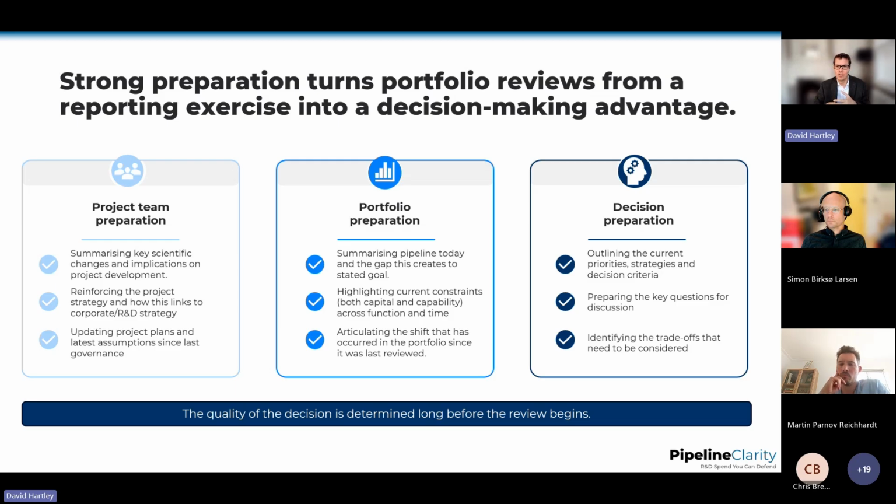Ultimately, if you are having the wrong conversation, then you're going to get the wrong output. And so doing that decision preparation is really critical. And different organizations will be set up in different ways. And so it may be the portfolio team that's doing both the portfolio preparation and the decision preparation. But all three of these elements really need to occur. And ultimately, the quality of the decision is determined long before the review begins. And so the quality of the activity that happens here ultimately determines the quality of the final decisions that happen.